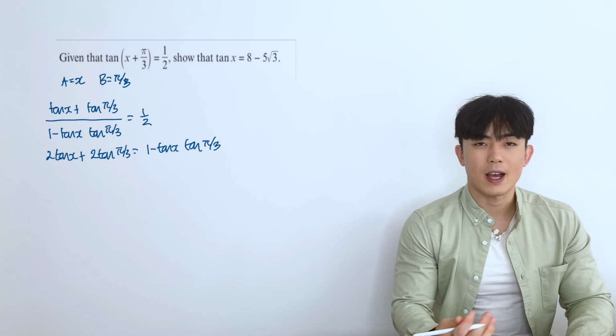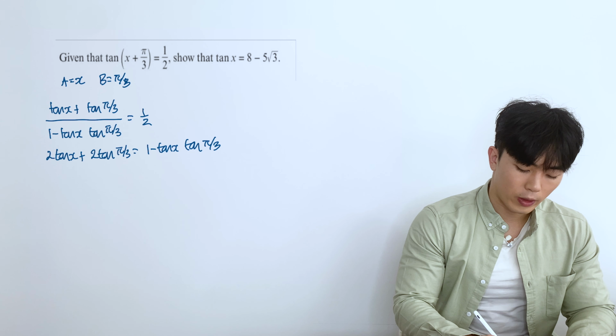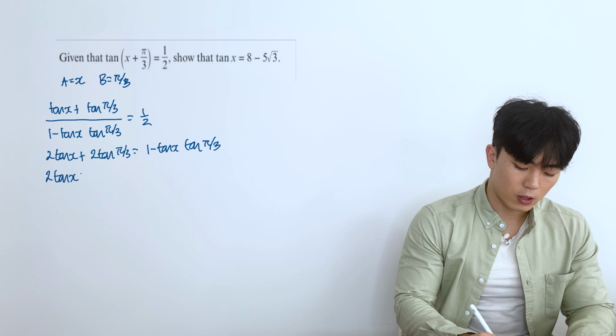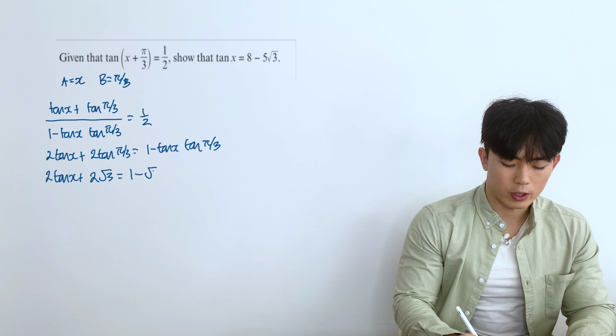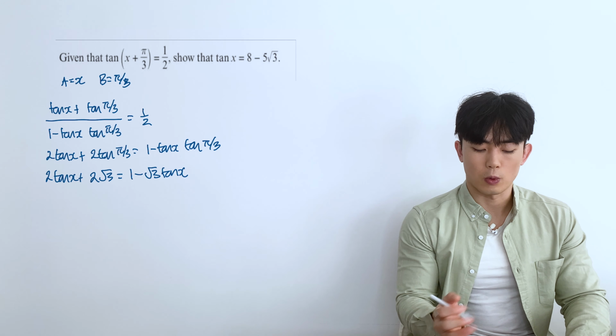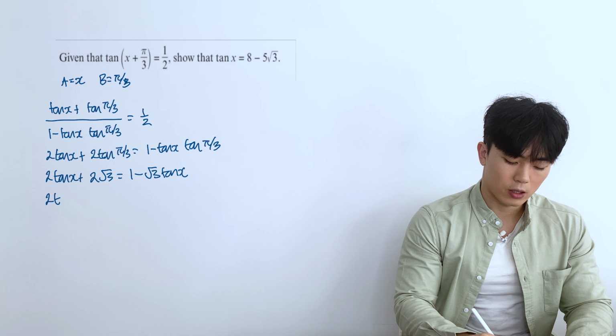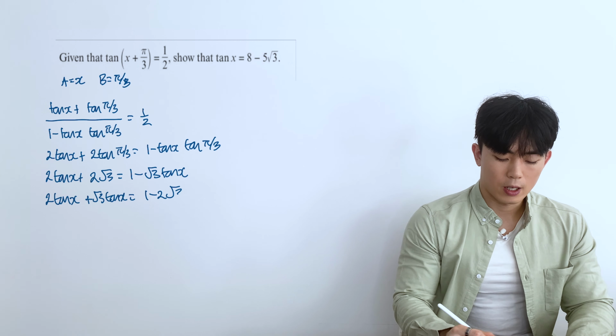Right, tan pi over 3 is just the same thing as root 3, right? That's the exact value, so I'm going to replace that as well. So 2 tan x plus 2 root 3 is equal to 1 minus root 3 tan x. I'm now going to make tan x to one side, so we have 2 tan x plus root 3 tan x is equal to 1 minus 2 root 3.